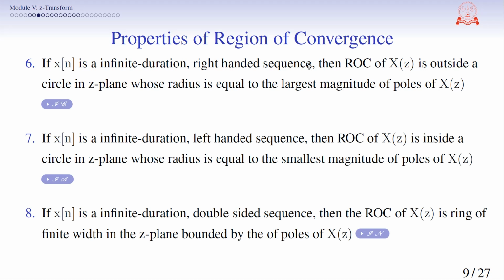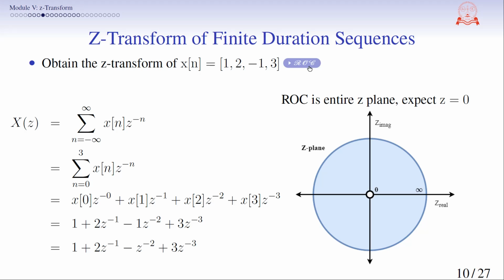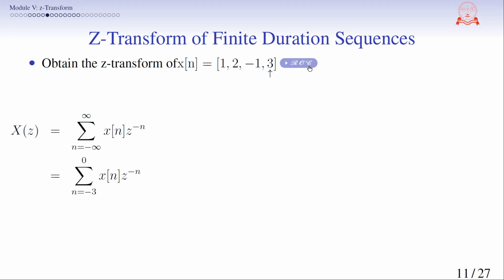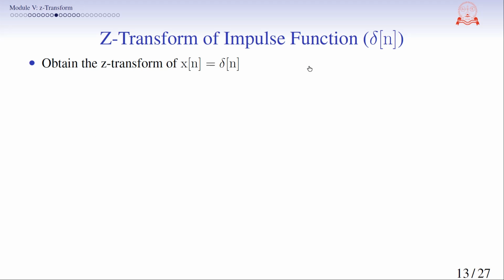And next is, if x of n is an infinite duration double-sided sequence, then the ROC of x of z is a ring of finite width in the z plane bounded between the poles of x of z. And the last property, ROC of x of z is a connected region. So this example has been already told. This is also explained. This one is also explained.